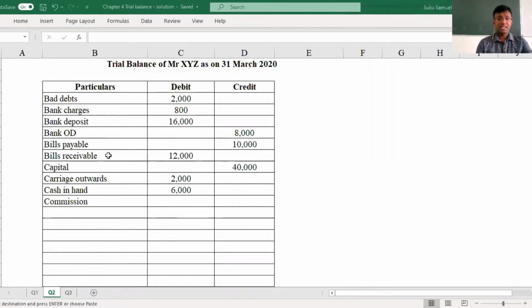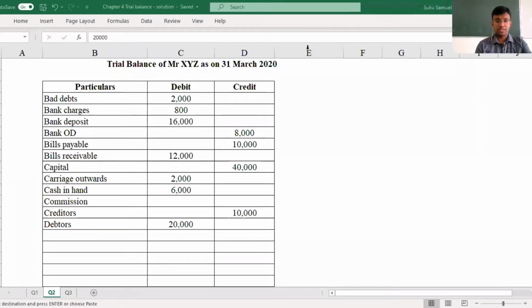Next, what we have is creditors. Now, who are creditors? Creditors are people to whom we have to pay money, and that is a liability for us. So liability will fall on the credit side. Next item is debtors. Debtors is an asset for us. So assets will fall on the debit side.